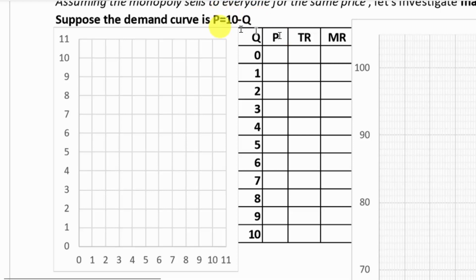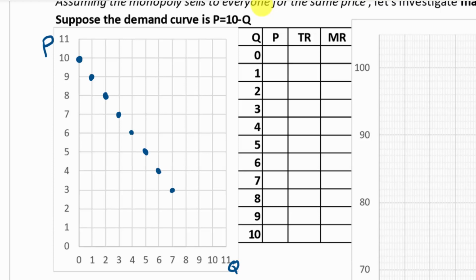So if this demand curve looks like 10 minus Q, then we know the y-intercept is 10. So again, we're always putting price on the y-axis and quantity down here on the x-axis. We're just graphing the demand curve. So if the price was 10, they would sell 0 units. And if the price was 9, they could sell 1, etc. We see the slope here is minus 1Q. So minus 1 is the slope. So we go down 1 over 1.